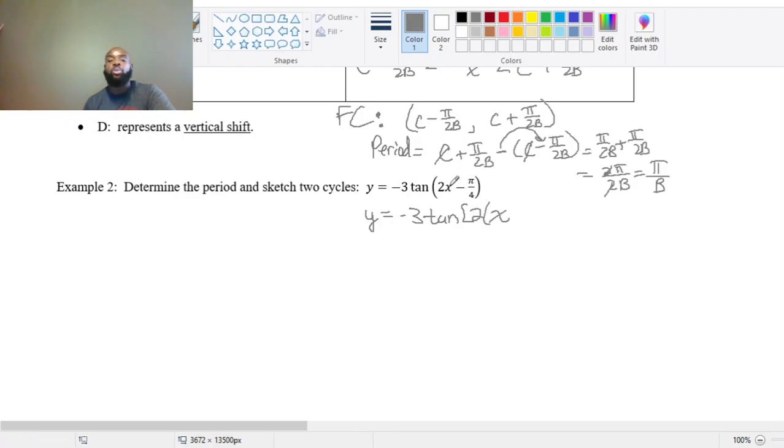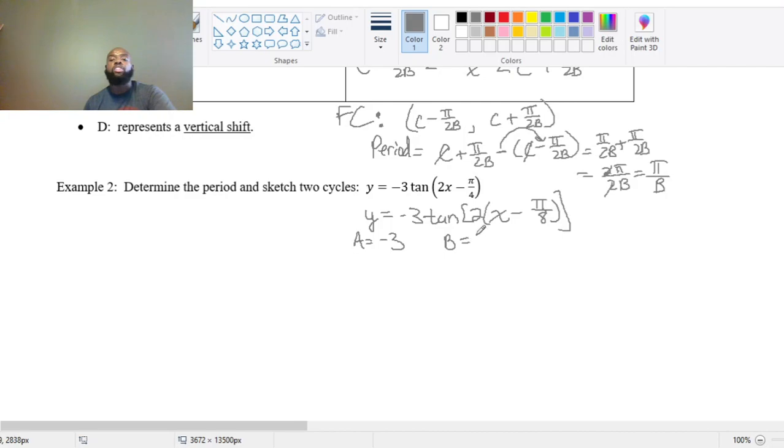When I factor out this 2 from both of these terms, I divide both of these terms by 2. 2x divided by 2 is x. Pi over 4 divided by 2 is the same thing as multiplying by 1/2. Pi over 4 times 1 over 2 is pi over 8. Okay, so the A is -3. That's a vertical stretch and a reflection.